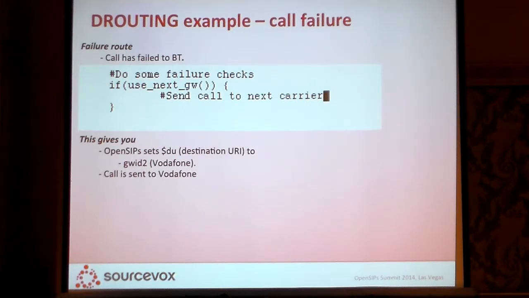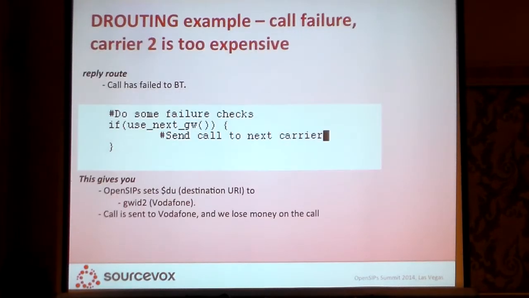And we have one issue, really. If the call has failed to BT, then we just blindly will send this call to Vodafone. And we don't really know whether we're going to make money on the call. OpenSIPS is just doing what it's told. It's routing the call to Vodafone. But as far as OpenSIPS knows, it may lose money. It doesn't know, it's just doing what it's told.